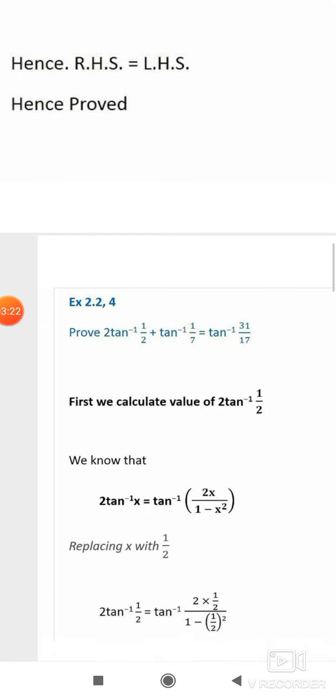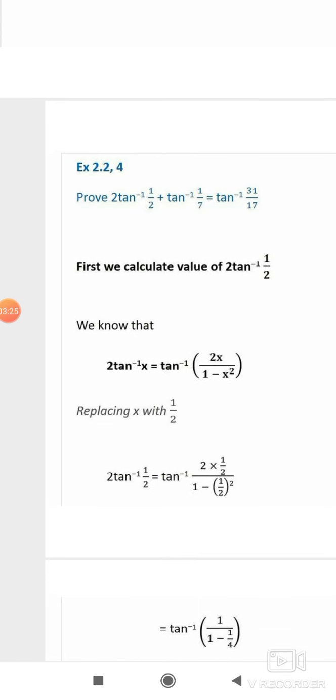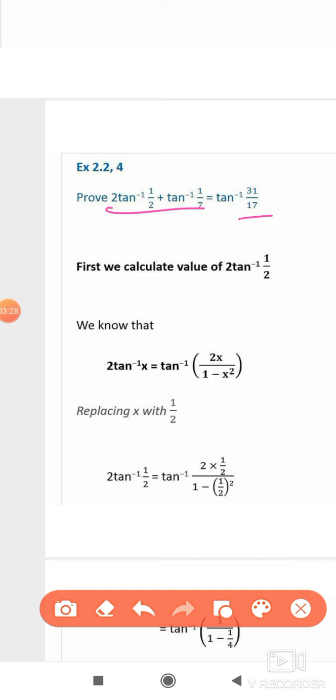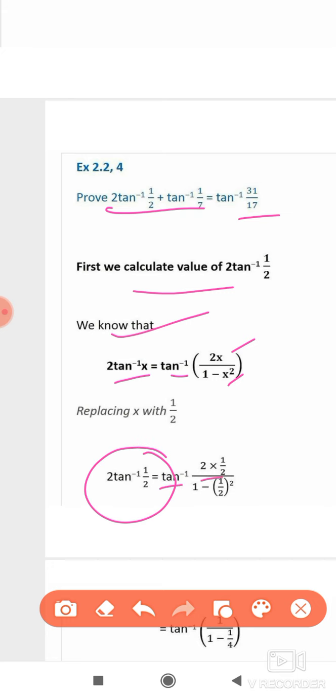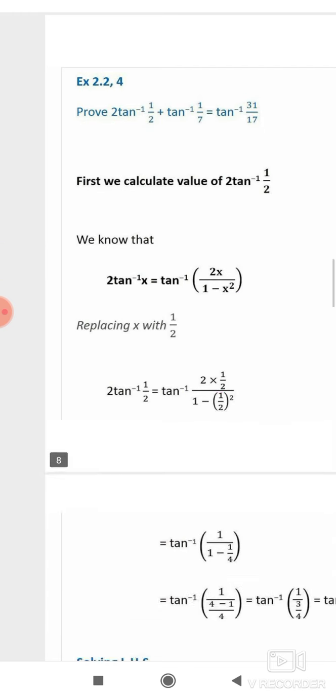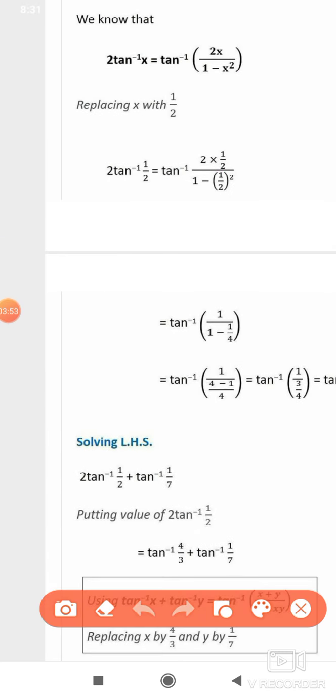Fine. Now question number 4. In this question again they are saying prove this is equal to this: 2 tan inverse 1 by 2 plus tan inverse 1 over 7 is equal to tan inverse 31 over 17. First we will calculate the value of 2 tan inverse 1 by 2. We know that 2 tan inverse x is equal to tan inverse of 2x over 1 minus x square. So 2 tan inverse 1 by 2 is equal to tan inverse of (2 into 1 by 2) divided by (1 minus (1 over 2) whole square). Now tan inverse 1 over (1 minus 1 by 4), so tan inverse 1 over 3 by 4.